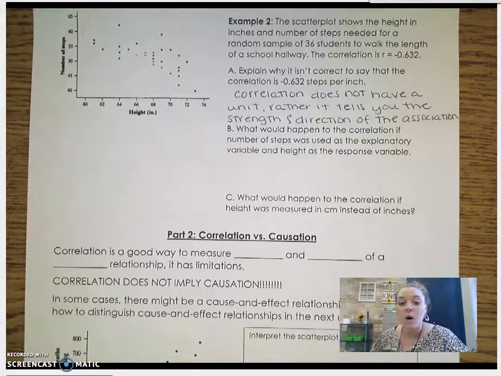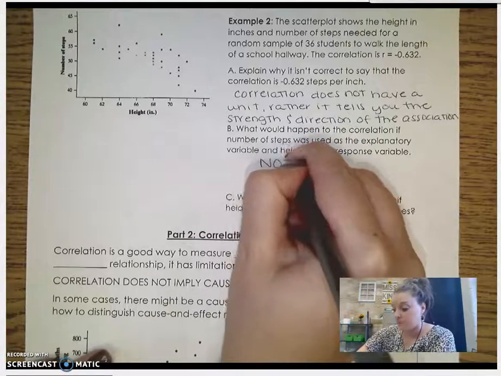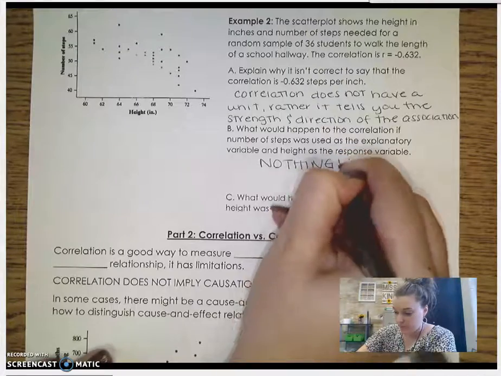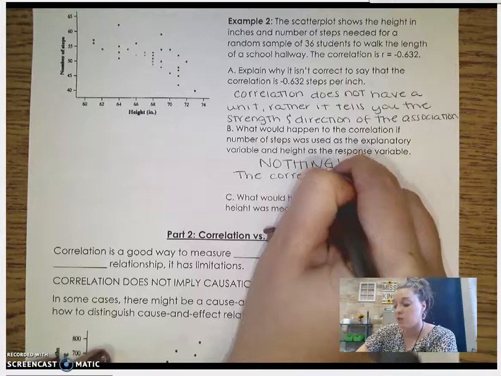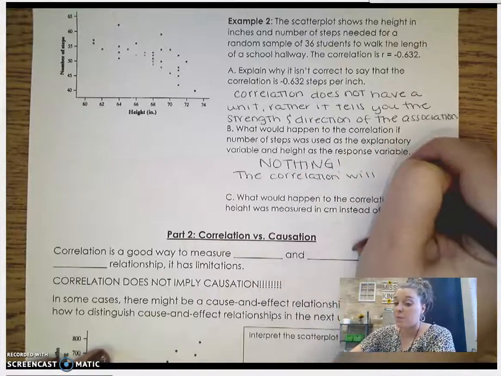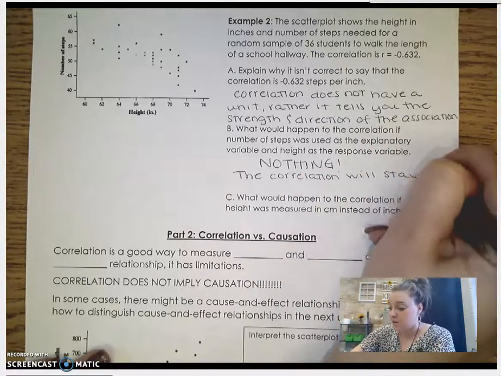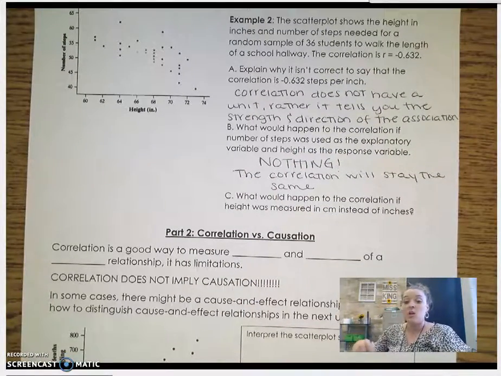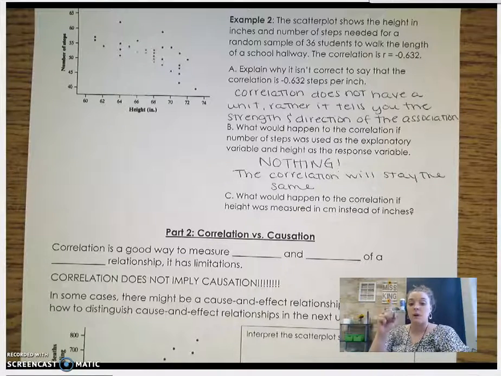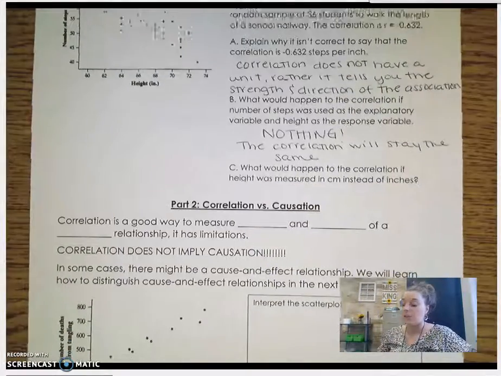Part B says, what would happen to the correlation if the number of steps was used as the explanatory variable and height was the response variable? Nothing. The correlation would stay the same. Remember, we said that we could switch those and nothing's going to happen. A negative correlation means that as one goes up, the other goes down. So as height goes up, the number of steps go down, or as height goes down, the number of steps goes up. So with that opposite direction, it's always going to be negative.